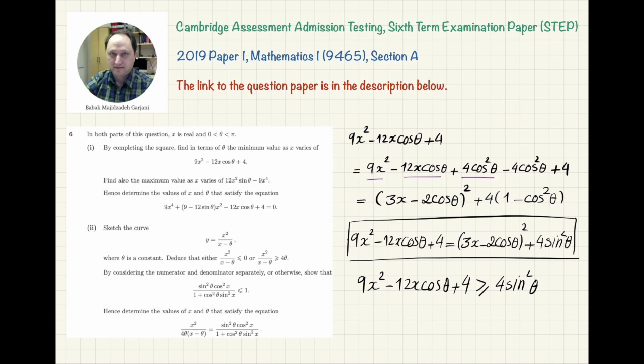So here, if you look here, for this expression to be exactly 4 sine squared theta, this should be equal to 0. Is it possible that this expression be equal to 0? Yes. It is enough to choose 3x equal to 2 cosine theta. Then this becomes 0, and actually this minimum value is attained. So from this we realize that the minimum of this expression for a given theta is equal to 4 sine squared theta.